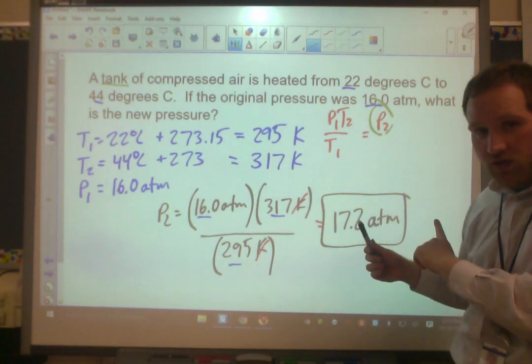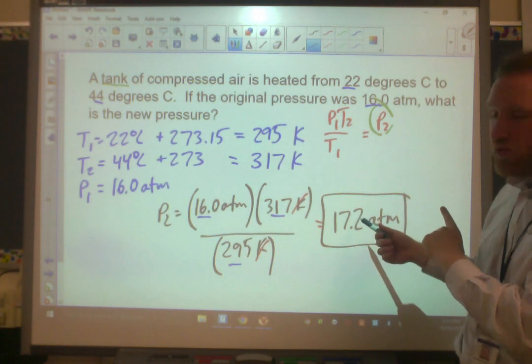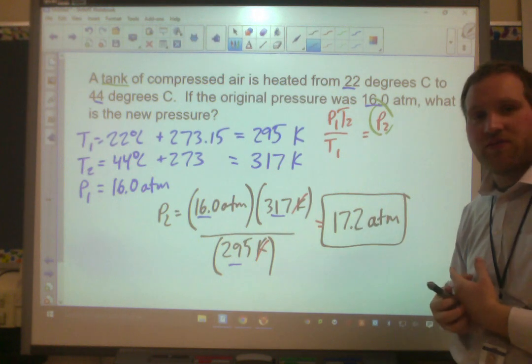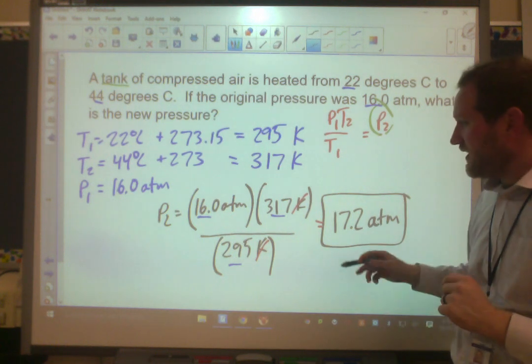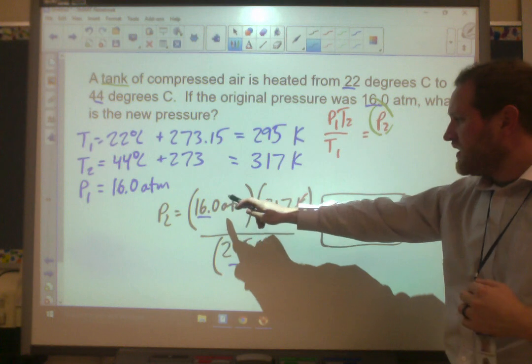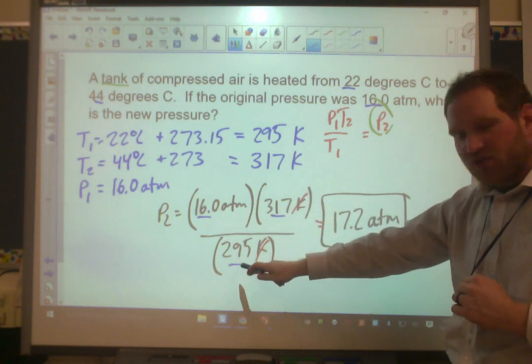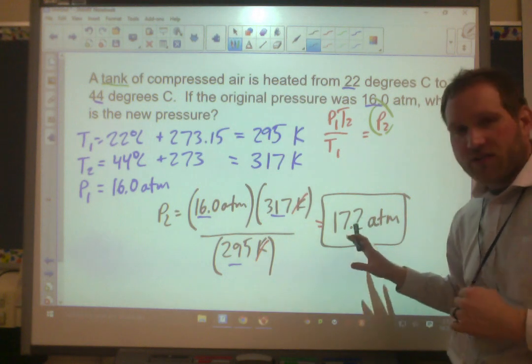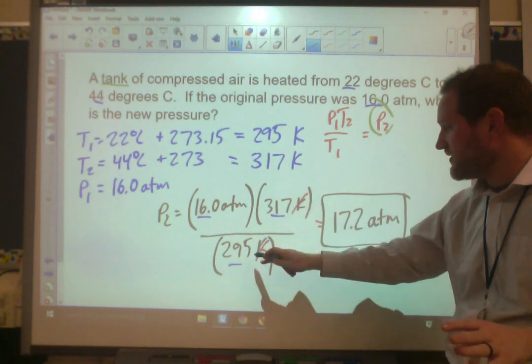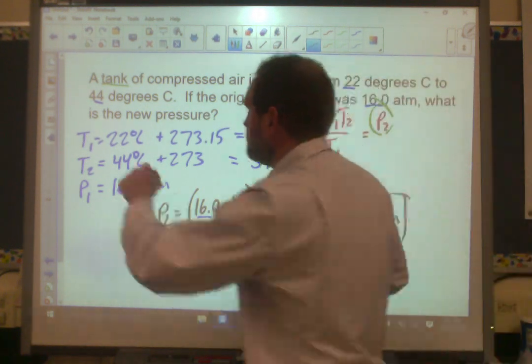It shouldn't double. If we ended up getting 32 here, 16 to 32, that would be a mistake. And that's a common mistake. And when I look, I would probably see 16 atm times 44 degrees Celsius divided by 22 degrees Celsius. That would get you 32, but that's wrong. You cannot use Celsius here. It has to be Kelvin.